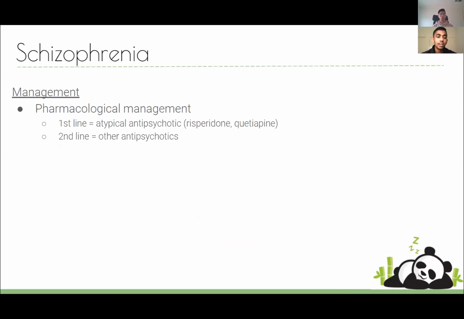Pharmacological treatment, we can either use atypical antipsychotics or our typical antipsychotics. Atypical antipsychotics are the newer ones that we use, and they're generally better because they have fewer side effects. Typical antipsychotics are the older drugs. They have more side effects, and they're less commonly used, but they are used sometimes.